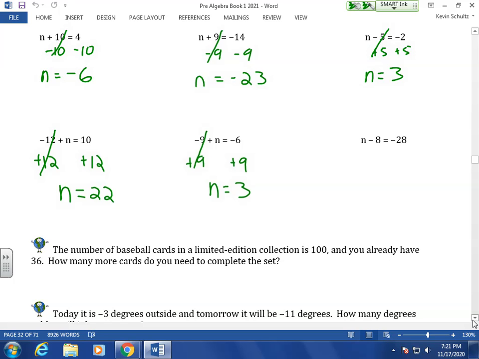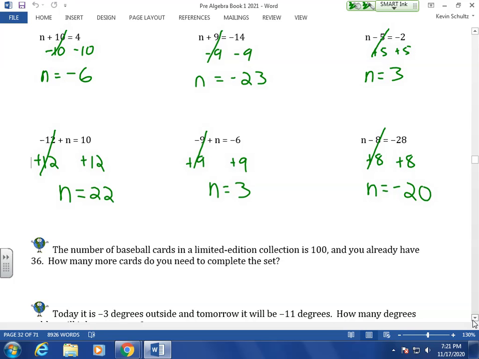And last but not least, n minus 8 equals negative 28. The opposite of a negative 8 is a positive 8. The opposite of subtracting 8 is adding 8. Either way you think about it, we're going to add 8 to both sides to get that n by itself. And negative 28 plus 8 is a negative 20. Negative 20. Okay? Jot down any notes that you have here.